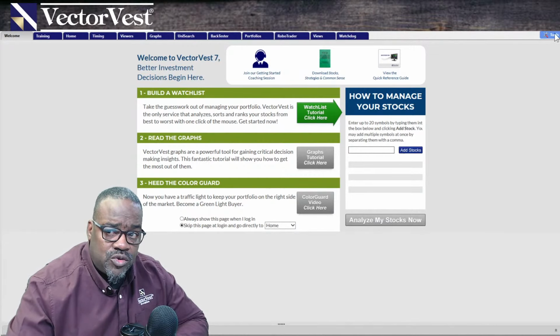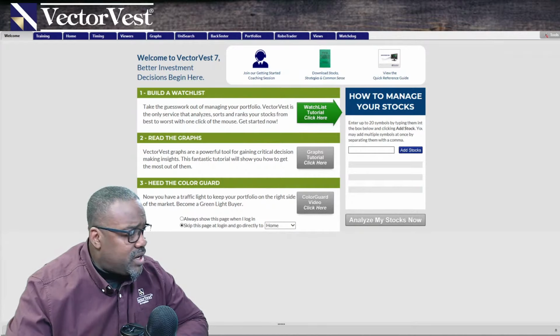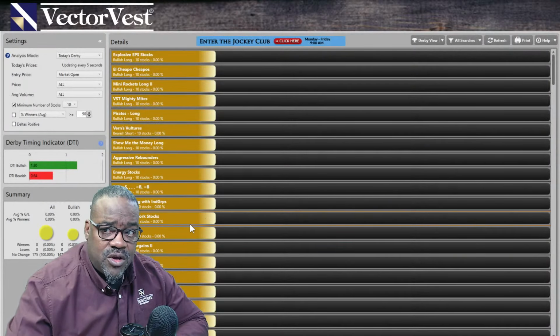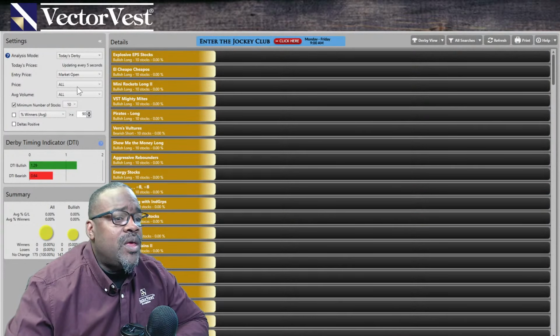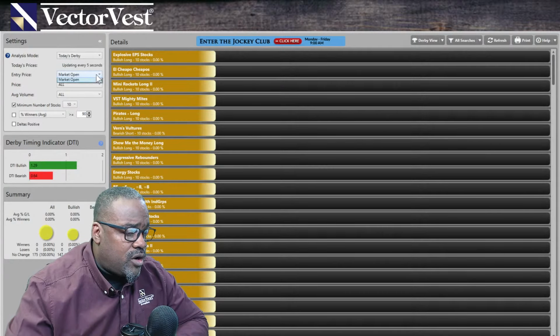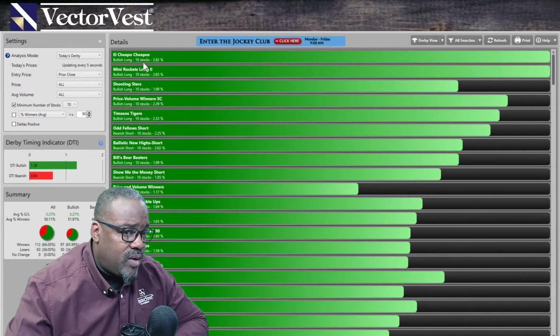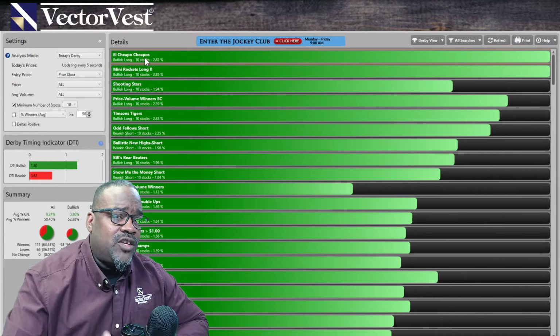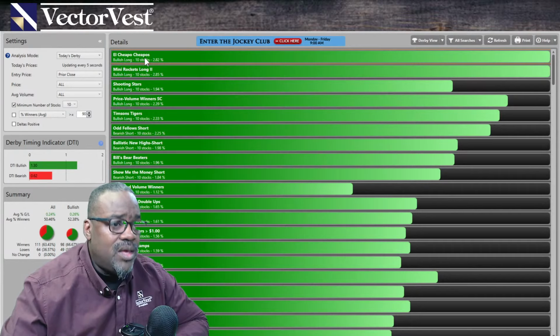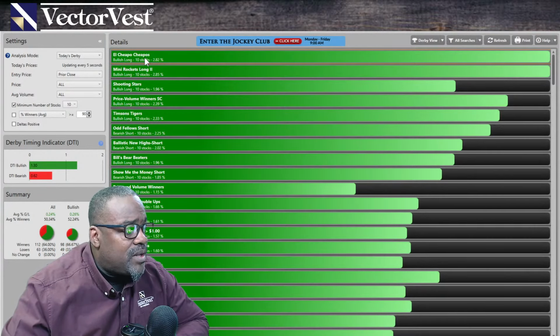I'm going to go to the Tools tab, and I'm going to put on Use Extended Hours, because that gives me a better feeling of what's going on, and it'll help me change from entry price from the market open to the prior close. Again, I want to feel what's moving. I want to see what's moving. Pre-market, all right, we got about 10 minutes for the market to open. Pre-market, utilizing from Friday's close until right now, El Cheapo Cheapos is at the top of the list.